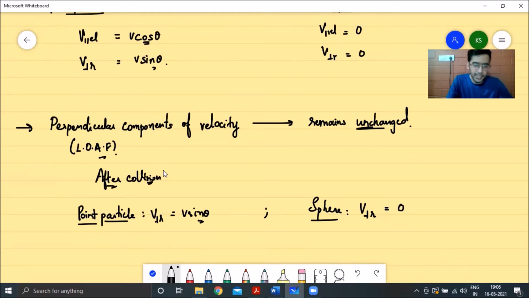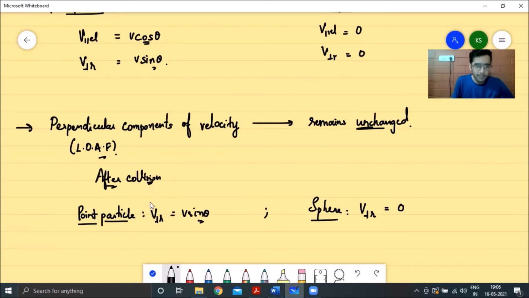Let me summarize this again. First thing was identifying that it's an oblique collision. Second step was dividing the components of velocity parallel and perpendicular to the line of action of force, right? And then the third step was that the perpendicular components of velocity will remain unchanged during this oblique collision. Why will it remain unchanged? Because there's no force acting in that direction.